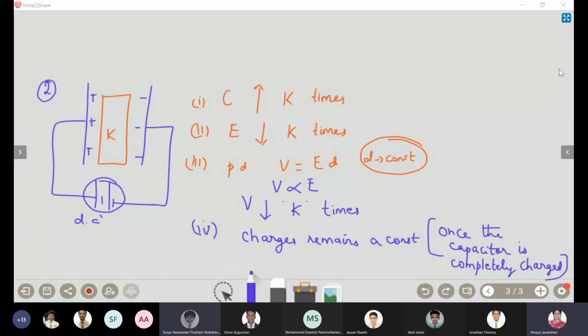Ma'am, is the energy stored in the capacitor a constant in the numerical? Yes. Once a capacitor is completely charged, the charge remains a constant. No more charging will take place.